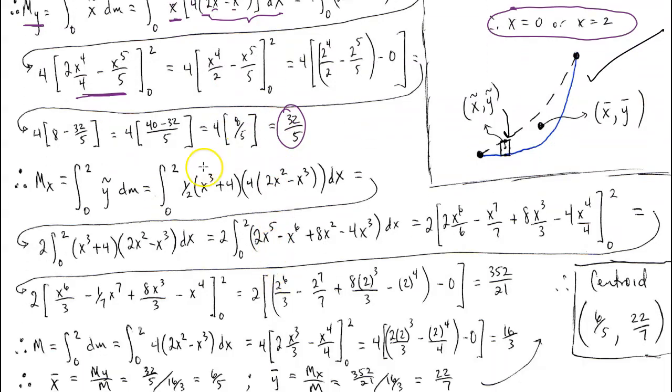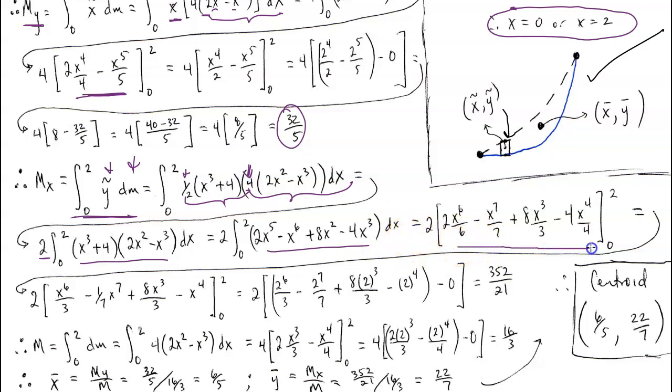So the moment about x is going to be the integral of y tilde dm. All of this is our y tilde. And all that is our dm. And so once we do that, of course, this 4 and this 1/2 will factor out. And so 4 times 1/2 is 2. And now we need to multiply that x cubed plus 4 times 2x squared minus x cubed. So we multiply all that out in the next step. And then we take the antiderivative of each term of that result. And then, of course, evaluate from 0 to 2 once we clean everything up.